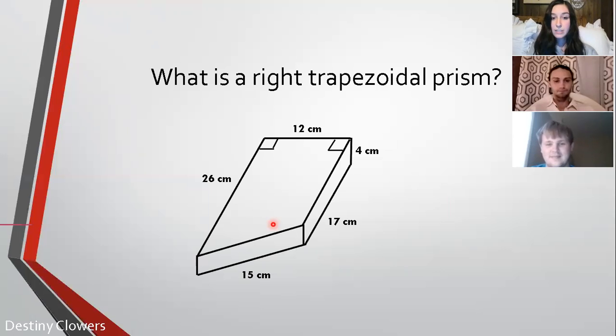And if you notice, this right trapezoidal prism actually creates 2 other shapes. When I added this line right here, you could see that we have a rectangle. And of course, we've got 2 90-degree angles right here and 2 more right here. So we've got a lot of right angles in the rectangle. And this is also a right triangle. So this is how you know that this is a right trapezoidal prism. That was a great question.